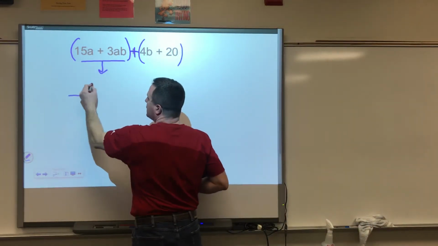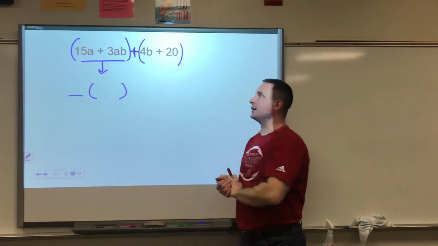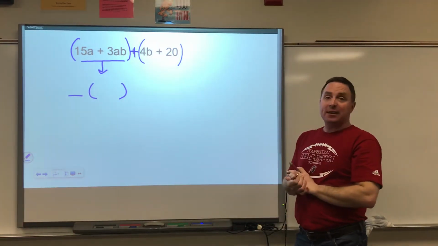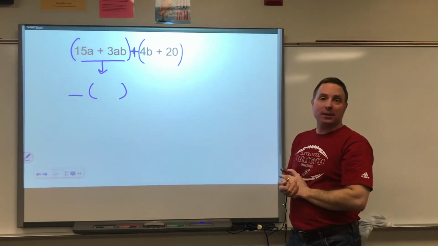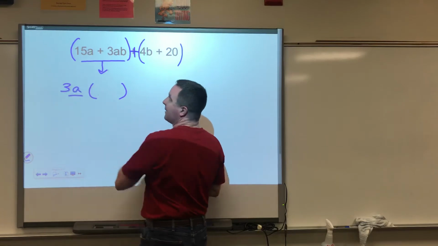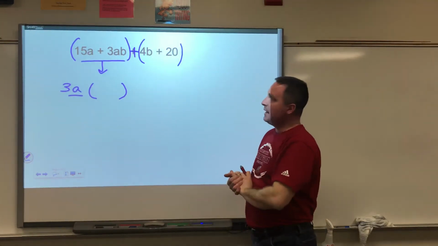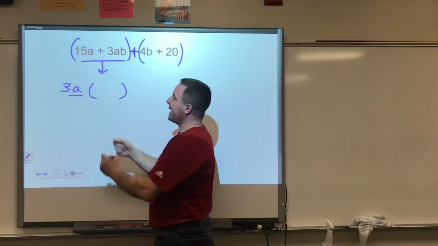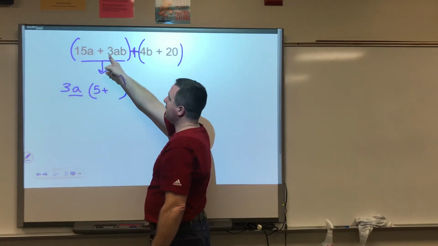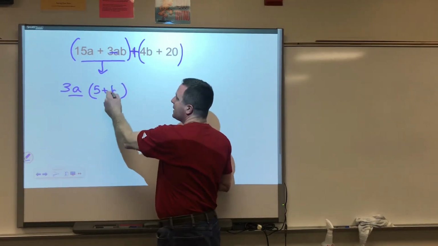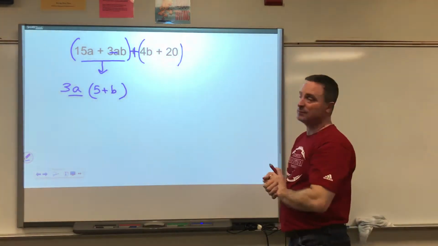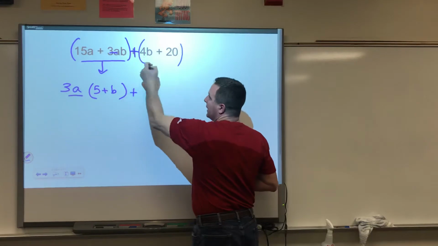When I look at the first group, do they have a greatest common factor? 15 plus 3ab. Well, with 15 and 3, I think 3 goes into both of them. So I can take out a 3. And they also have an a. If I divide this by a 3 and an a, I just get a 5 left over. And if I take the 3 and the a out of this, I just have a b left over. So I have a 5 plus b.